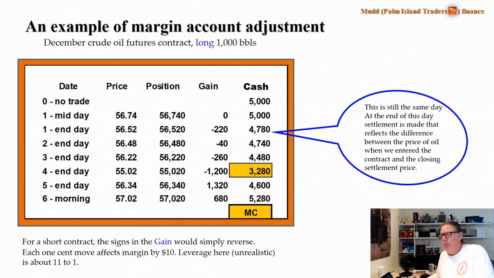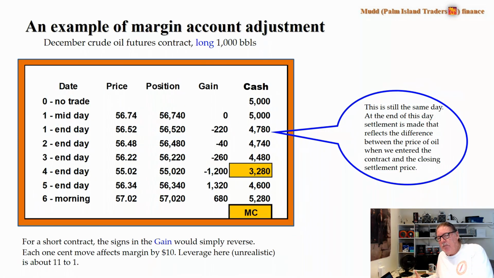Now, our first settlement will be at the end of that same day. At the end of the day, the settlement is made that reflects the difference between the price of oil when we entered the contract and the closing settlement price. So the price when we entered the contract was $56.74. At the end of the same day, the settlement price is established as $56.52, and so the small loss there, because we're long, of $220, therefore the cash in the account has been reduced so that your cash is down to $4,780.